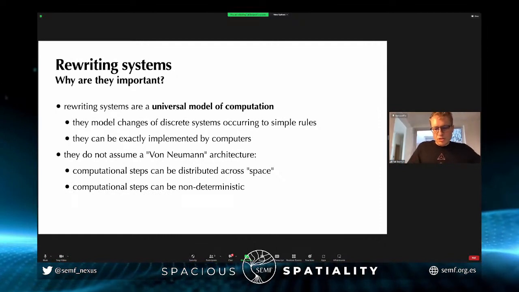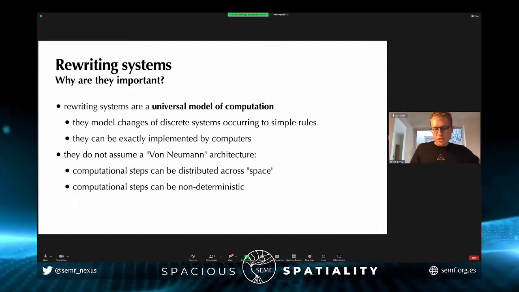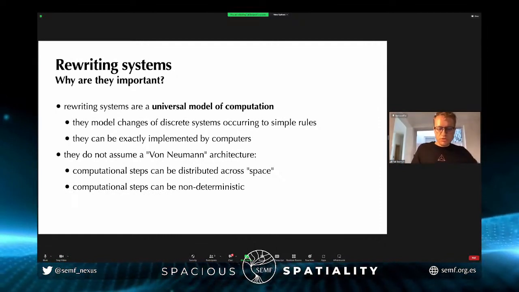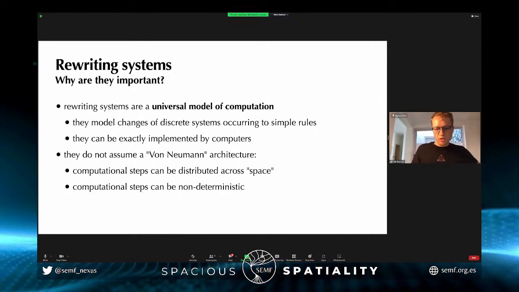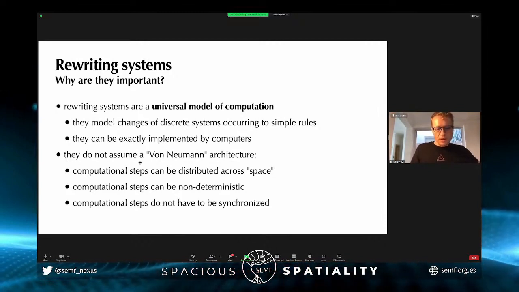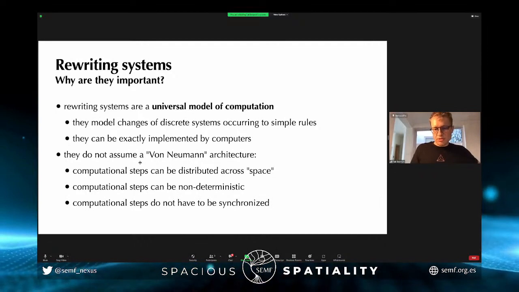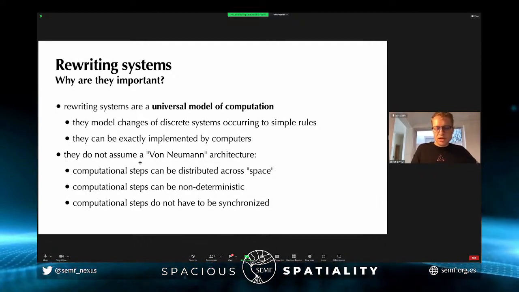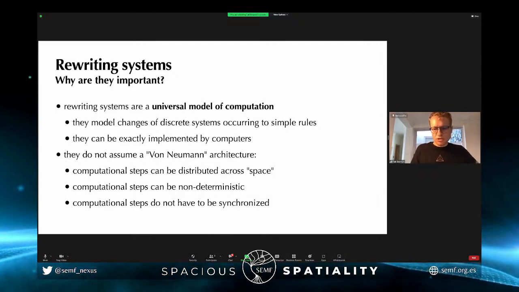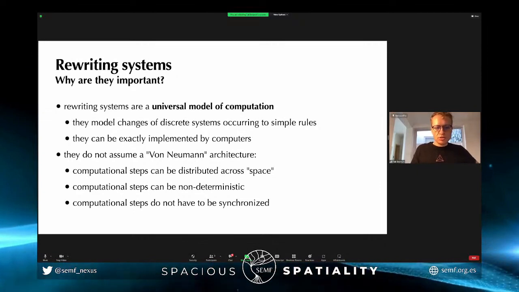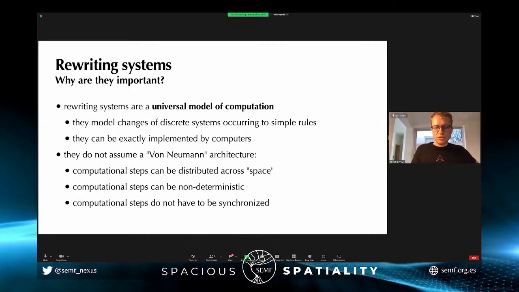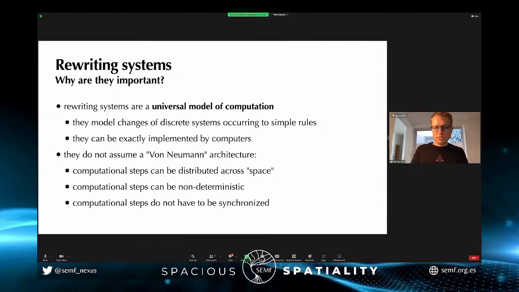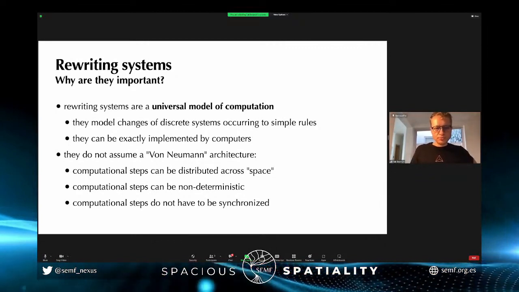Those steps can also be non-deterministic, which would be a very bad thing for a CPU in a usable computer, because it would mean you wouldn't know what would happen when you ran a program. And these steps don't have to be synchronized with each other. So they're very flexible. They don't make any assumptions about how computations should work. They just kind of commit to discrete models of states that change via simple rules.